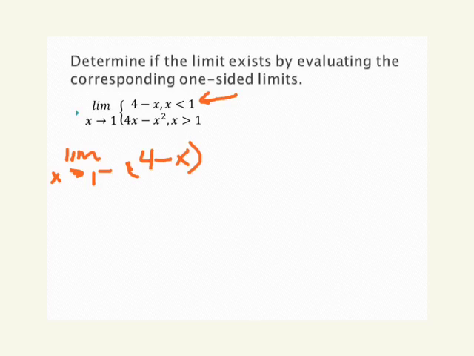But anyway, if we use direct substitution in this setting, this is going to be equal to 4 minus 1. So the limit from the left would be 3. Now let's look at the limit from the right.